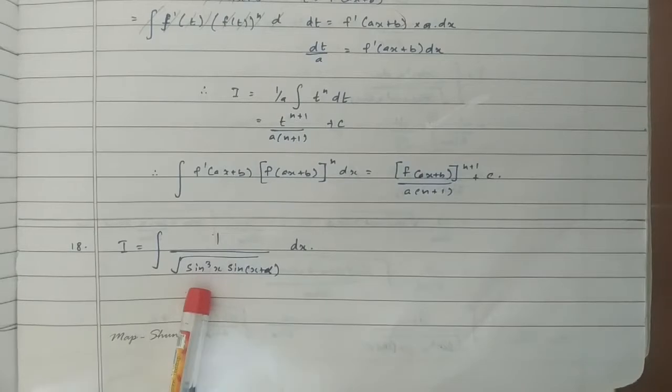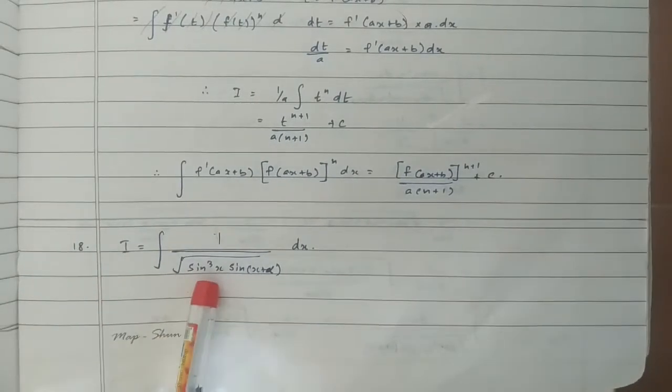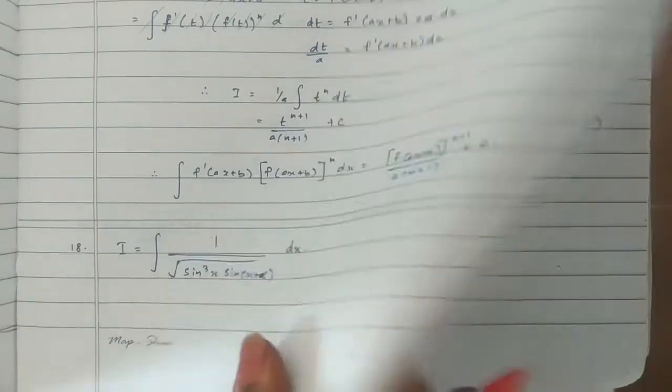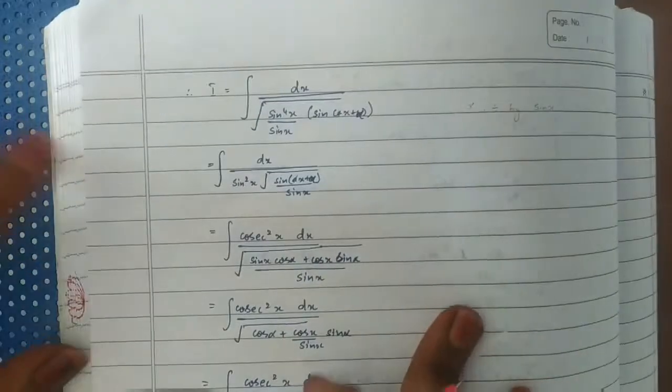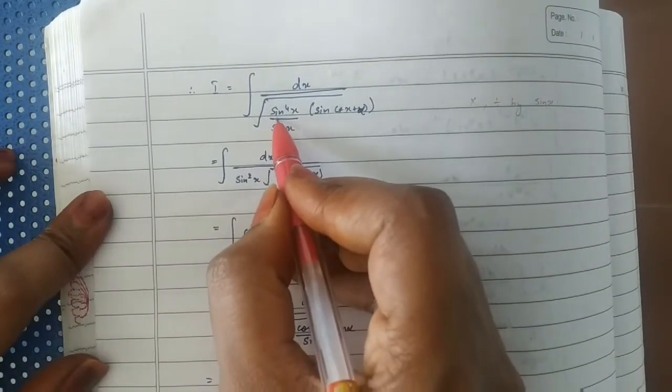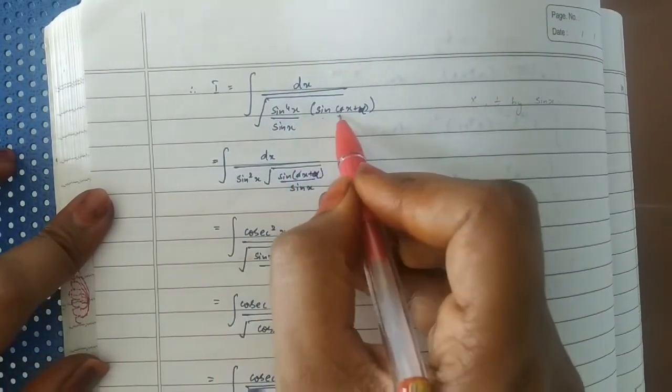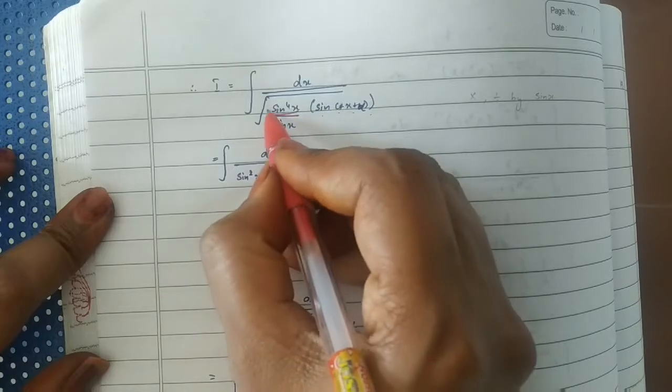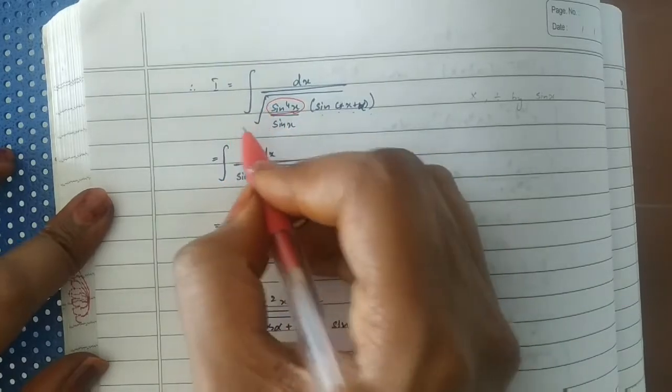Here we have sin cube. You cannot take it out of the root. If you have sin power 4x, you can take it. So what we are going to do is multiply and divide by sin x. So you will get sin power 4x divided by sin x into sin of x plus alpha. Sin power 4x, when you take out of the root, you will get sin square x.